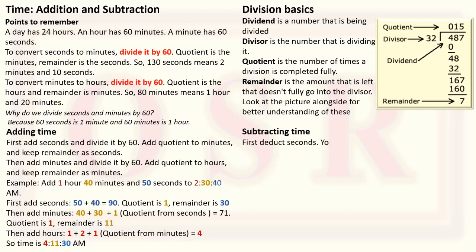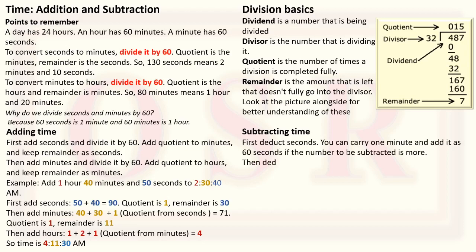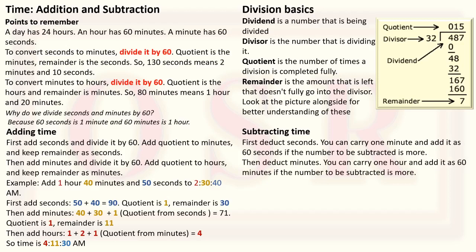Now subtracting time. First deduct seconds. You can carry 1 minute and add it as 60 seconds if the number to be subtracted is more. Then deduct minutes. You can carry 1 hour and add it as 60 minutes only if the number to be subtracted is more.